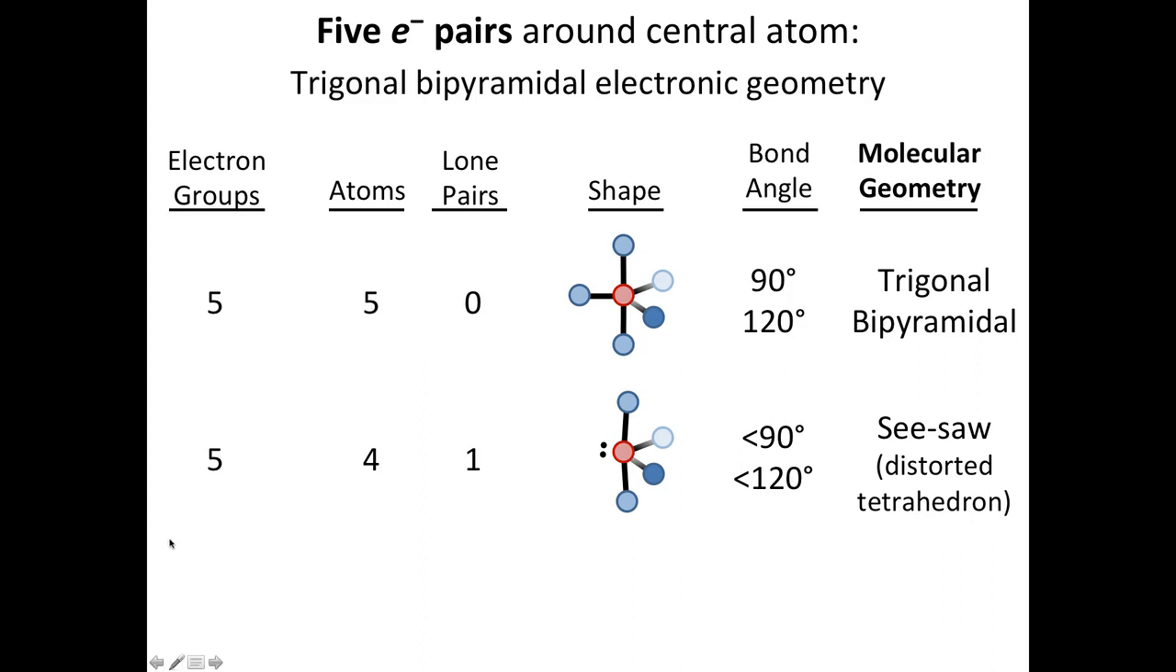Okay, moving on. 5 electron pairs. Feel free to take a break now and come back if you need a little rest. All right, so 5 electron pairs.